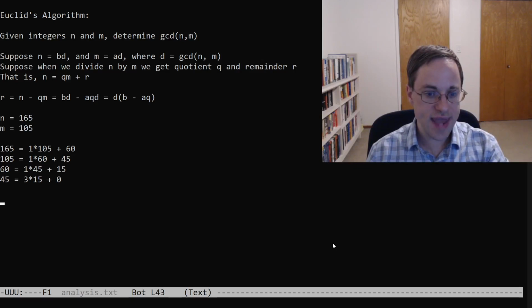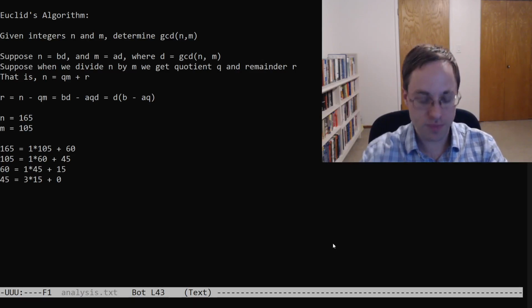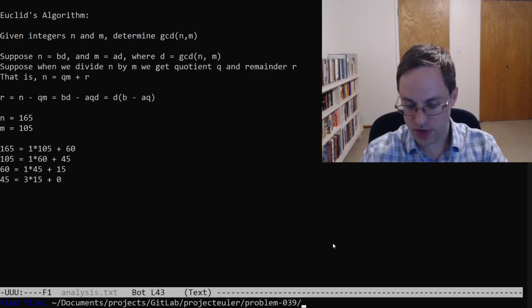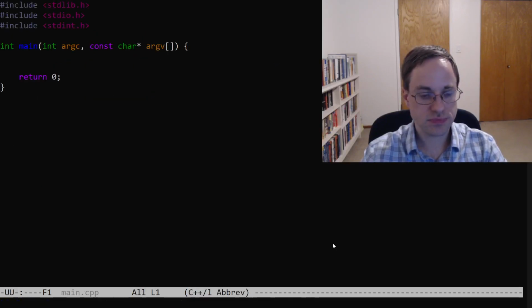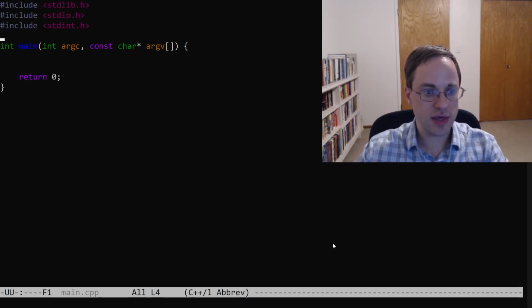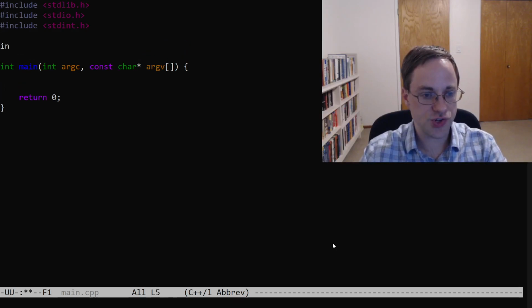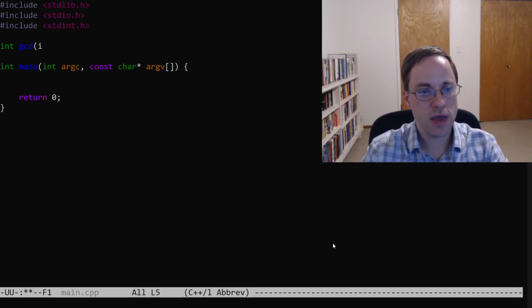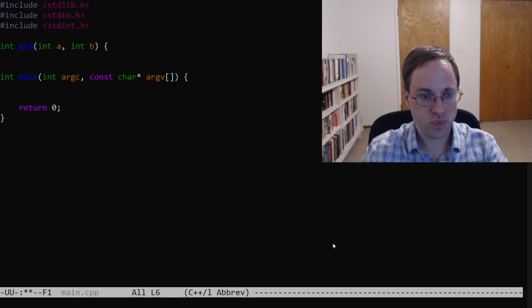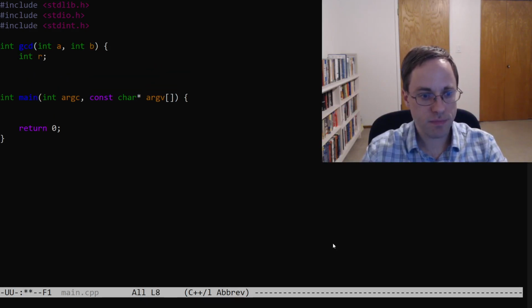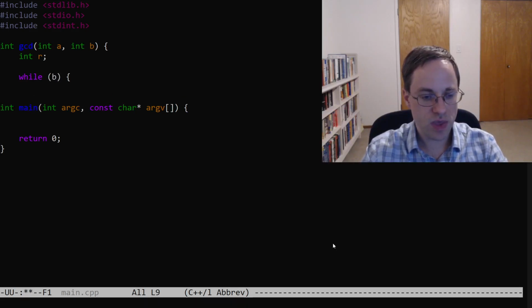Okay, so now I think we're ready to start writing some code. Let's open up our main.cpp. And we'll start by implementing Euclid's algorithm as I just showed. So we'll say greatest common divisor of a and b. And we're going to need the remainder. And we'll say while b is not equal to 0, the remainder is going to be r is equal to the remainder of a divided by b.